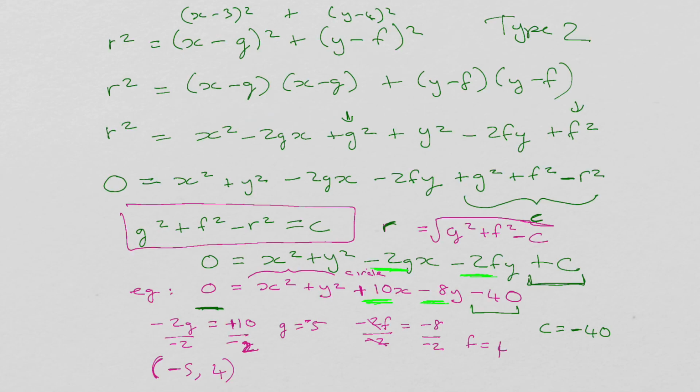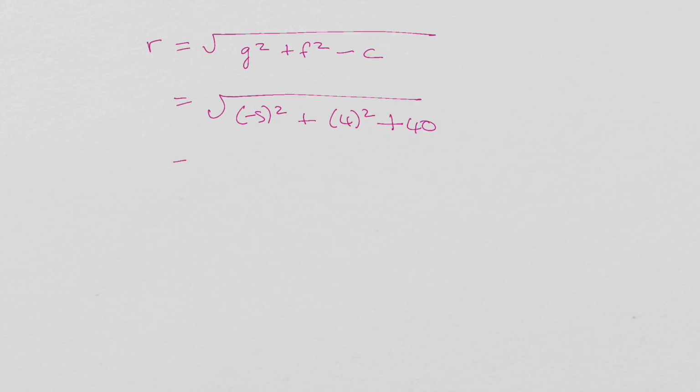So we're just going back here. There's c. It's minus 40. We've got f, and we've got g, and we're just putting them inside the equation. So then this is going to be 25 plus 16. Notice everything is positive, plus 40, so that's 81. Square root of 81 is 9. So the radius is 9. So now I know the radius is 9.